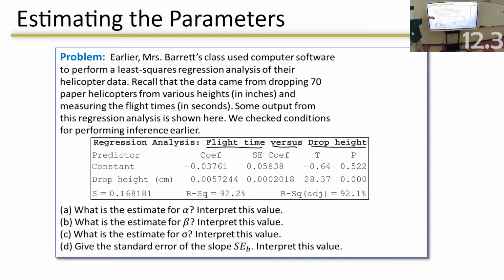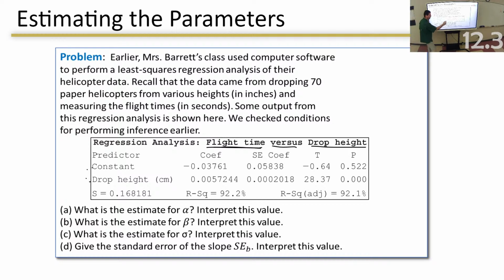So this is not the one that's on your paper, but you have a computerized printout. You got to know how to read these from chapter 4. So we have flight time versus drop height. Which one is X and which one is Y? Well, I can go over here and see predictor, and I see constant. Remember, we always see constant, and then you see the X variable, drop height. So the X variable is the drop height. The Y variable is the flight time. I'm trying to predict how long a helicopter stays in flight from a certain height. Height is the independent, the dependent is the flight time.